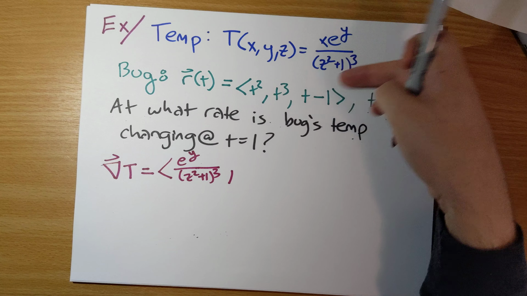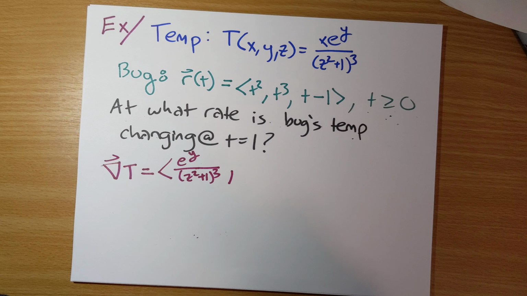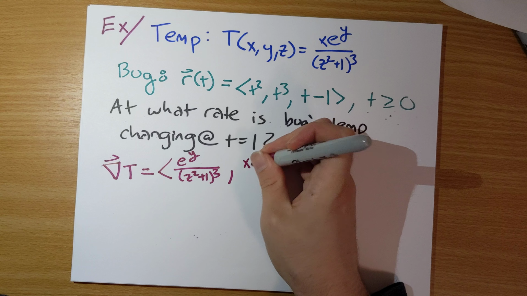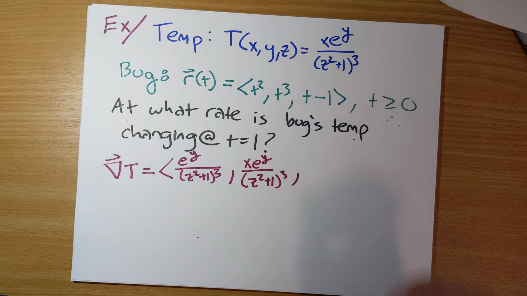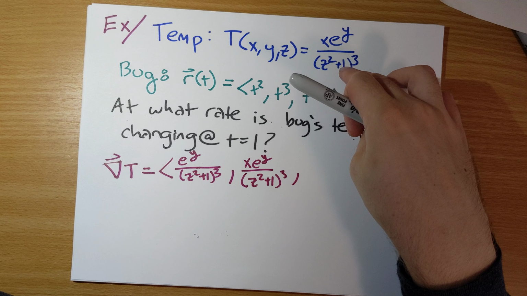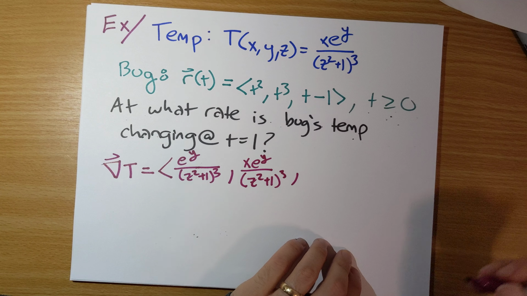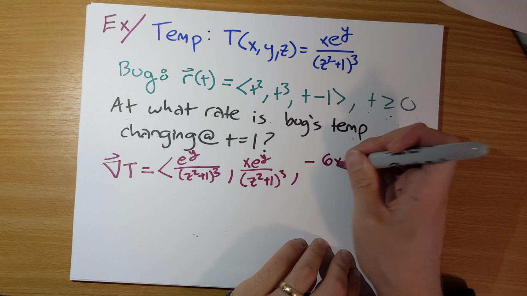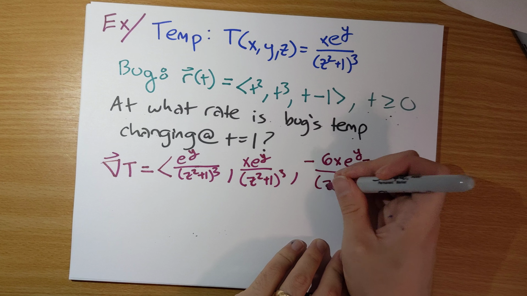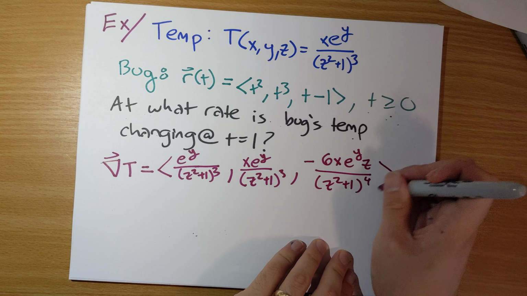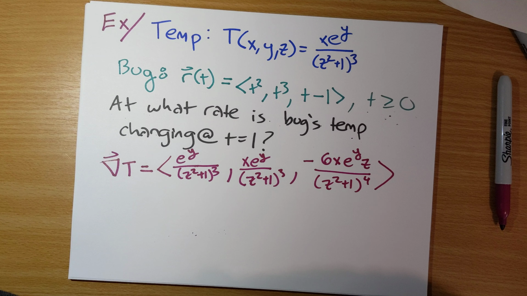Take the partial derivative with respect to y. x and the z stuff are constants. The derivative of e to the y will just be e to the y. So x e to the y over (z cubed plus 1), all of that cubed. And then we'll have to use the quotient rule to do the partial derivative with respect to z. And so the answer just ends up as minus 6x e to the y times z squared, all of that over (z cubed plus 1) to the 4th. Okay, so this is the gradient of T.